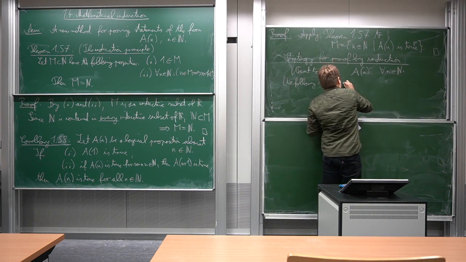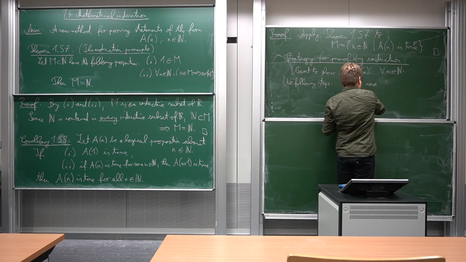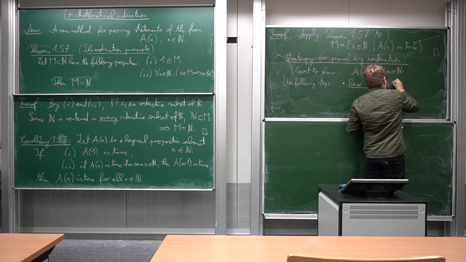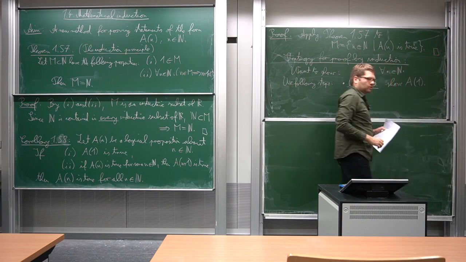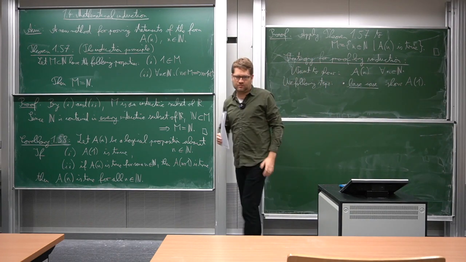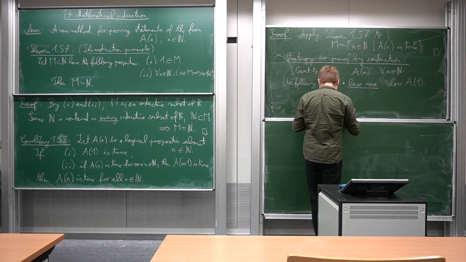The first part is called the base case. Namely, we show that the statement is true if we insert 1. So show that A of 1 is true. And usually this is the simple part of the proof, because this becomes usually a very simple statement, as we will see in some examples.